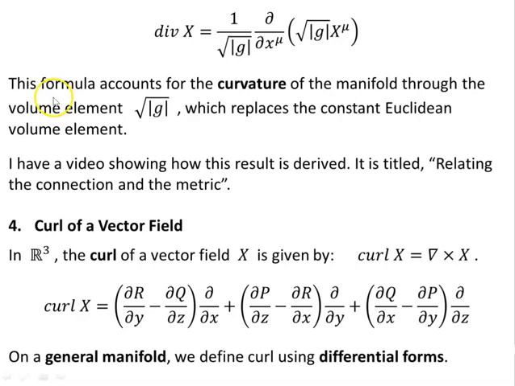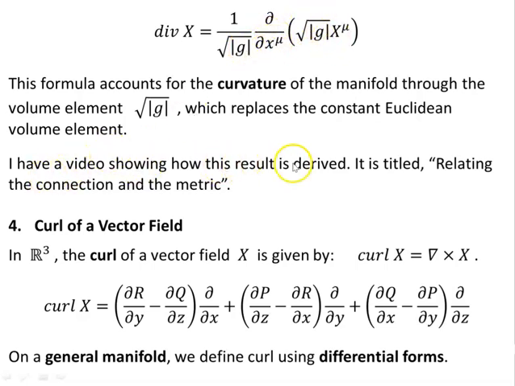So this formula accounts for the curvature of the manifold through the volume element, the square root of the absolute value of the determinant of the metric, which replaces the constant Euclidean volume element, which, if you remember, was just 1. So it is 1 over 1, 1 here, and all that drops out.